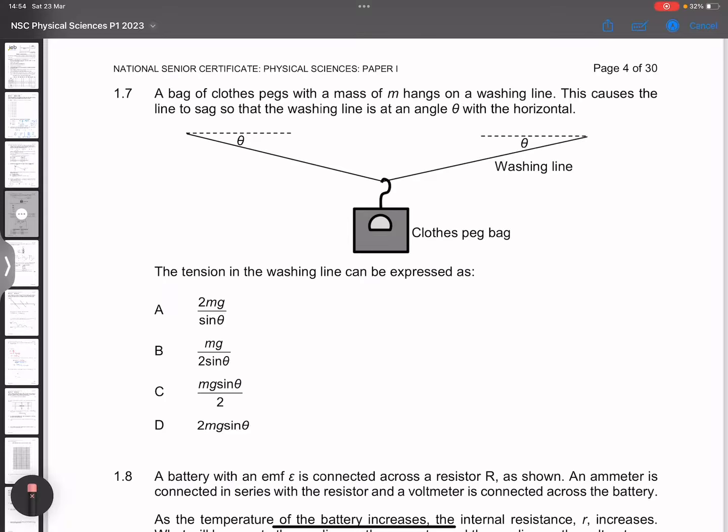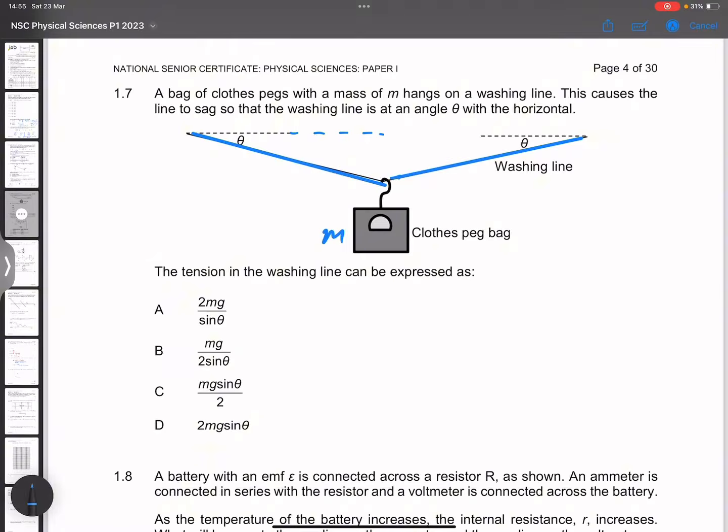Right, now they say to us, a bag of clothes pegs with a mass of m hangs on a washing line. So the mass of this guy is m. This causes the line to sag so that the washing line is at an angle, theta, with the horizontal. Now, I want you to please consider this. Which means that you've got this tension over here by the string, but you also have this tension over this side by the string, right?